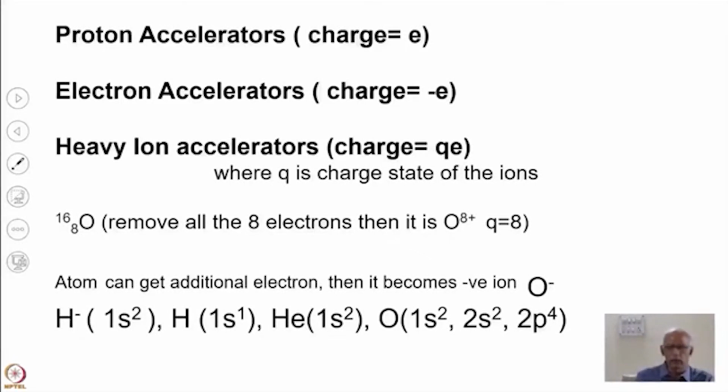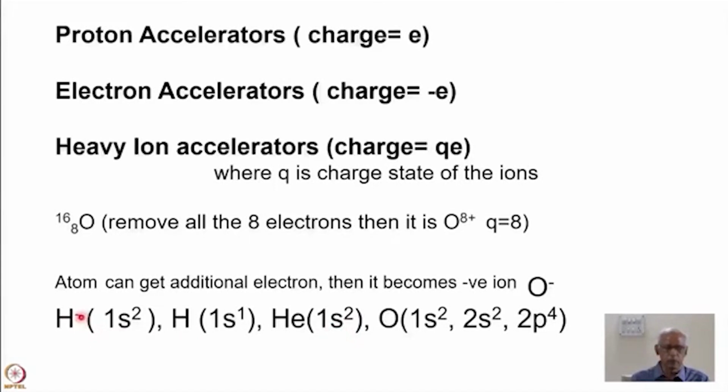How do you get these negative ions? You can see that an atom, for example, can get an additional electron. If you take H, it has only one electron, and that goes into 1s1. That's the orbital. And suppose you have He, helium, in the ground state, neutral. Another electron will go into the s orbital, and it will become 1s2. And s can have only 2 electrons, so it will have this.